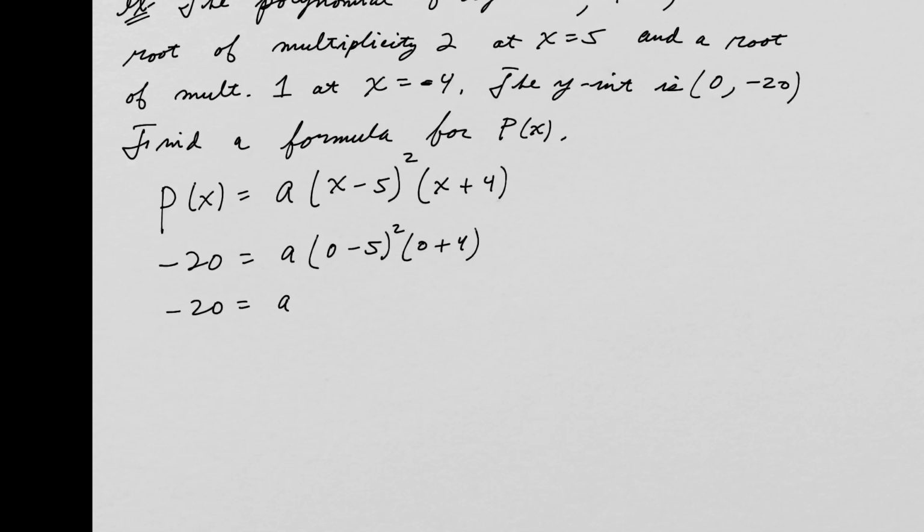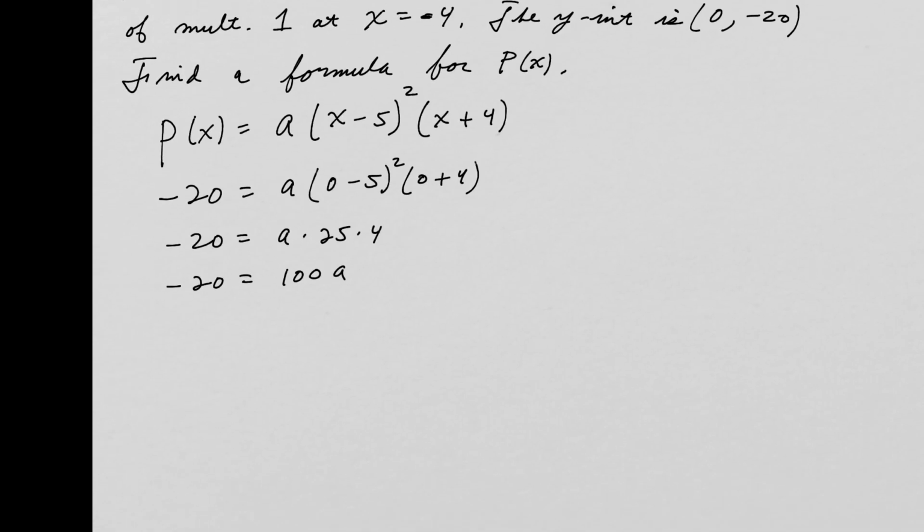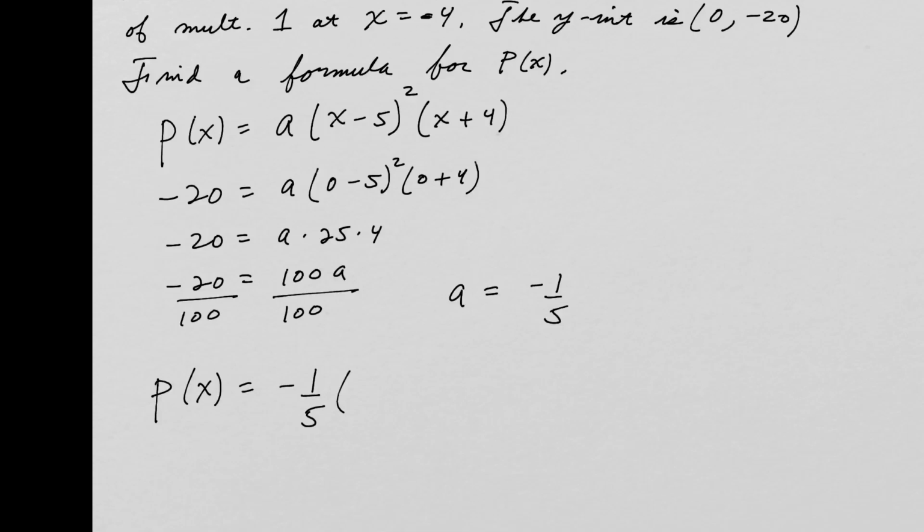So negative 20 equals a times negative 5 squared times 4. Well, negative 5 squared is positive 25, and I have a 4 here. So this is negative 20 equals 100a. And then I can divide both sides by 100. So I'm going to get a is equal to negative 1/5, right? So now my polynomial, the final answer, is going to be negative 1/5 times x minus 5 squared times x plus 4.